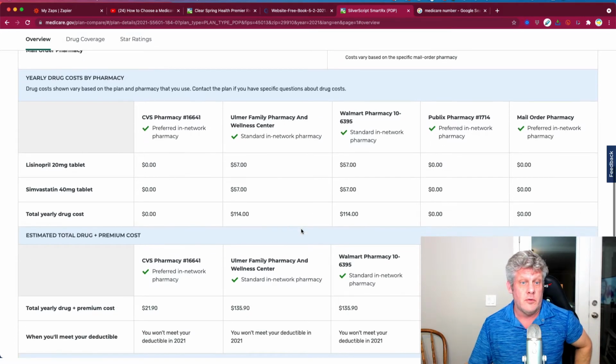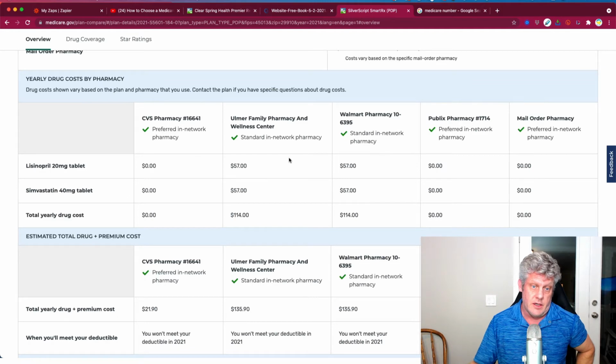So Ulmer Pharmacy, $57 for lisinopril, $57 for simvastatin. Public, $0. So guys, you want to stay in network. If you go to Walmart, you're going to pay $57 for lisinopril. You're better off just using a GoodRx card. That's a video for a different day, but you can get a GoodRx card for free and get it for a lot less than $57.